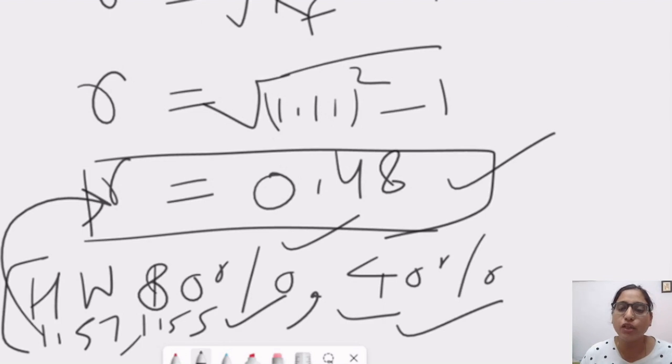Now, this is the whole discussion of the center tap full wave rectification process. In the next class, we will do bridge rectifiers.